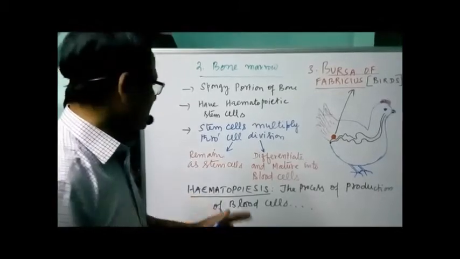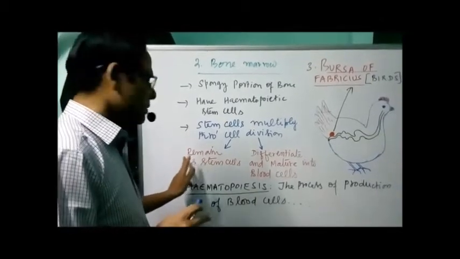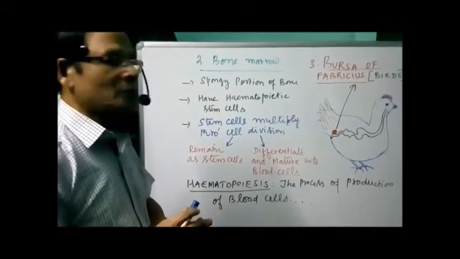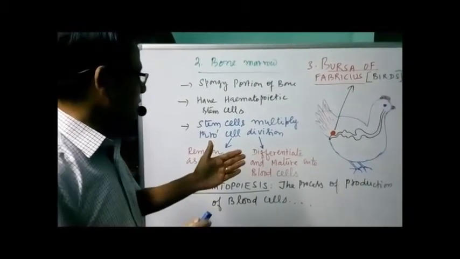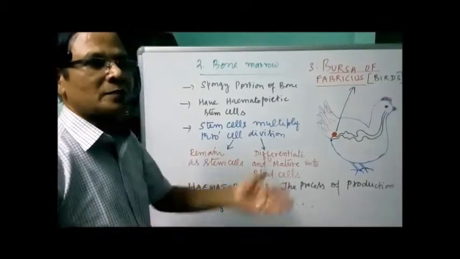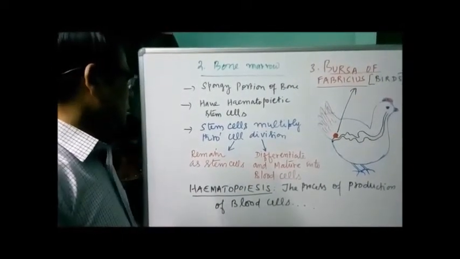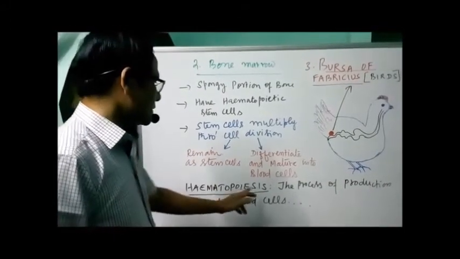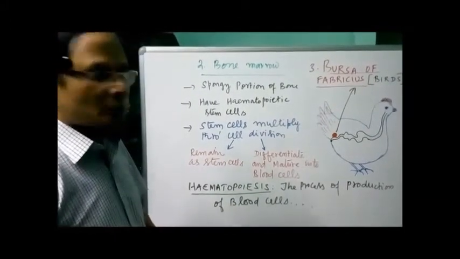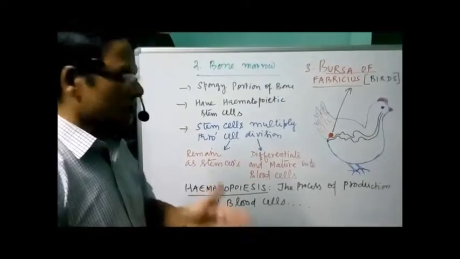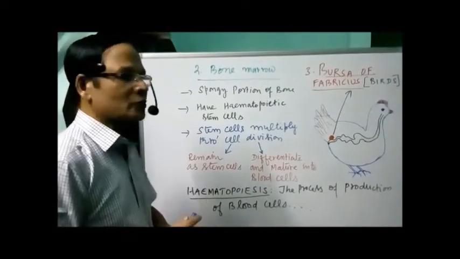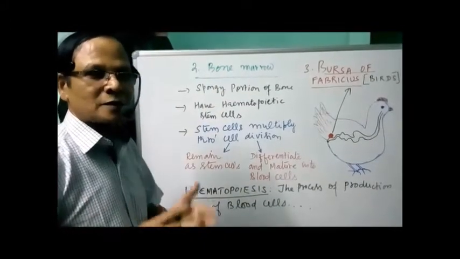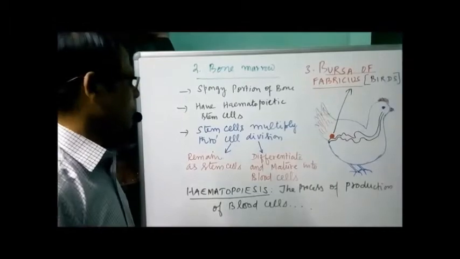Some of the cells remain as stem cells. Other cells differentiate and mature into blood cells. Different kinds of blood cells we'll talk about later. Now the process of production of blood cells is called hematopoiesis. What is hematopoiesis? The production of blood cells. That's about the bone marrow. What are the different types of cells we can see under the cell types of the immune system later.